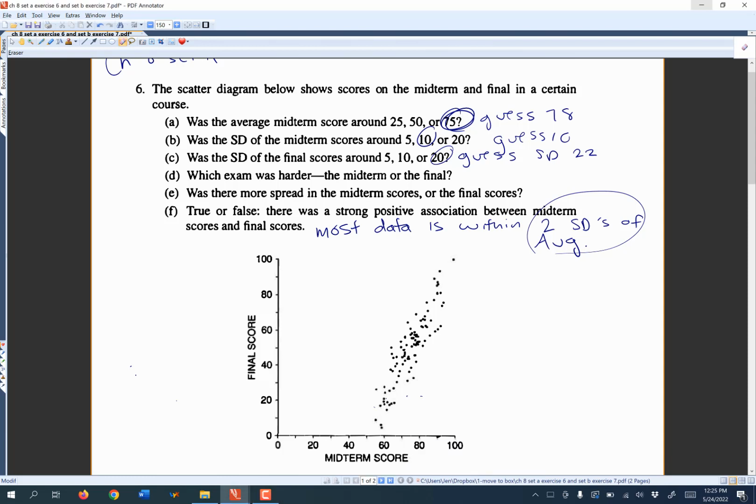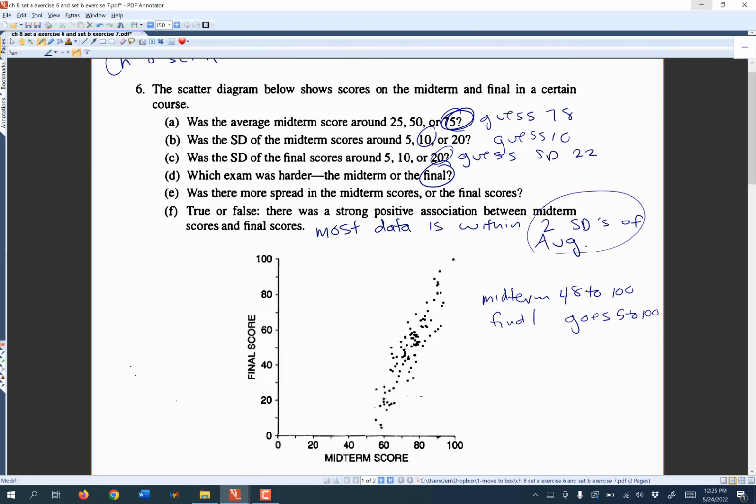Part D says, which exam was harder, the midterm or the final? Well, let's look at it this way and see what the scores are. So the midterm goes from about 48 to 100. The final goes from about 5 to 100. So just based on that spread, which one seems like it was harder? It seems like there's much lower grades on the final, so I'm going to guess the final was harder, just because it has lower grades.